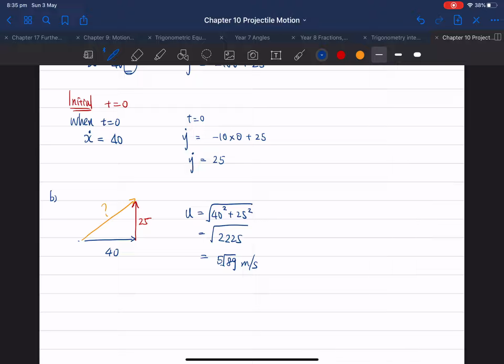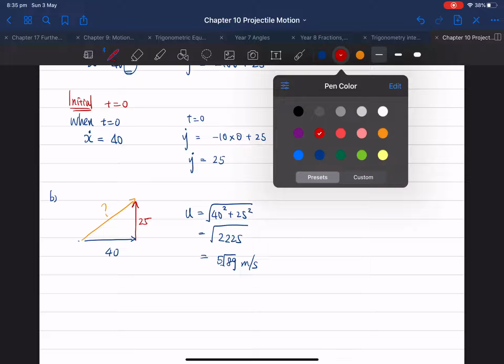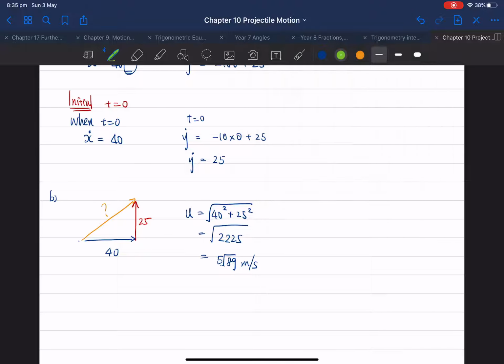Now, angle. How do we know the angle? The next thing we need to know is about angle. The angle is the angle here. How do we find this angle here? Well, using trigonometry, SOHCAHTOA, we can easily find this angle. Tangent theta is 25 over 40. So therefore, theta is tangent inverse 25 over 40. And that actually gives you roughly 32 degrees.